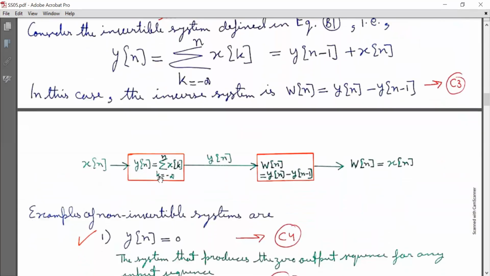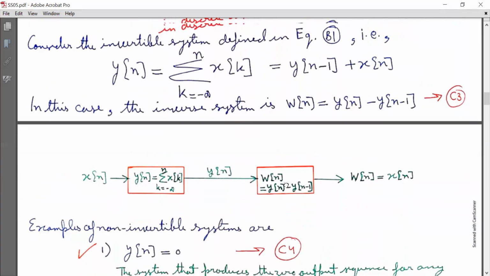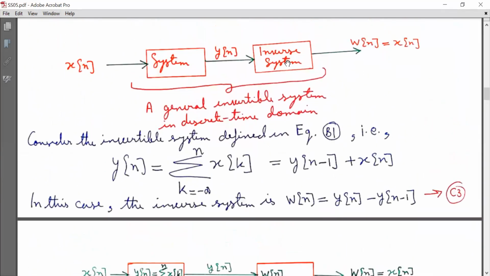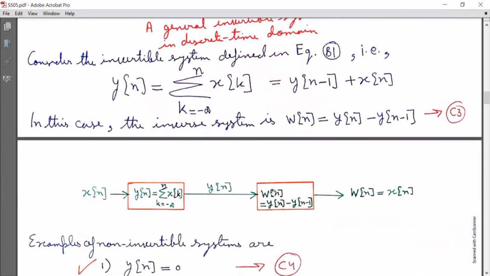Now here is the block diagram representation. x[n] is the input to the system and the output y[n] is equal to summation k running from minus infinity to n x[k], that is the accumulator. And this is the inverse system, like this in cascade. Now w[n] is equal to y[n]-y[n-1]. So w[n] is equal to x[n]. So this is the inverse system.